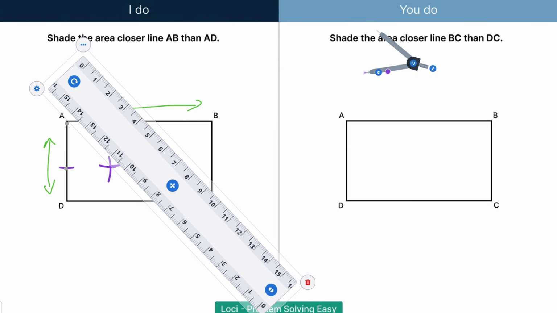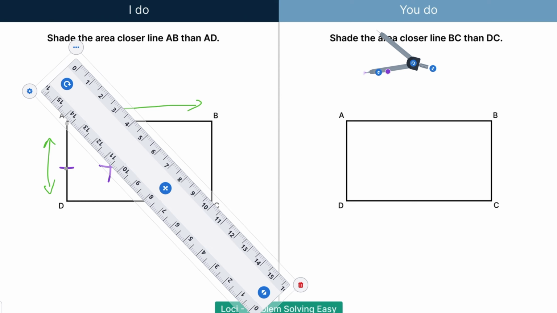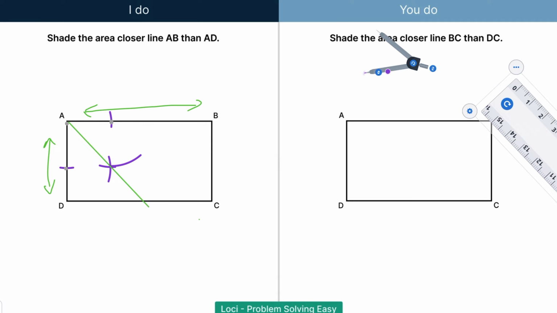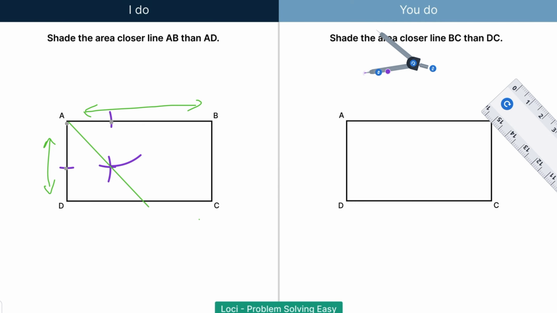Draw a line straight through there that bisects it. Remember, bisect just means cut in half. So we're going to cut this in half. Grab a pen. Cut that perfectly in half. Awesome. Move the ruler out of the way. Now it's saying closer to AB than AD. So that means the region that we shade here is going to be this one here.